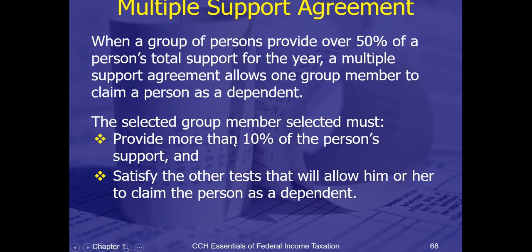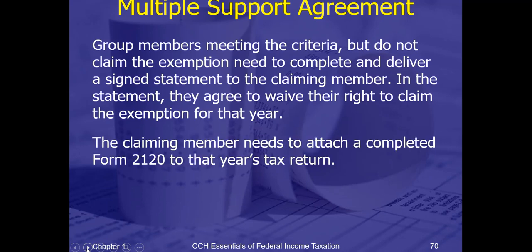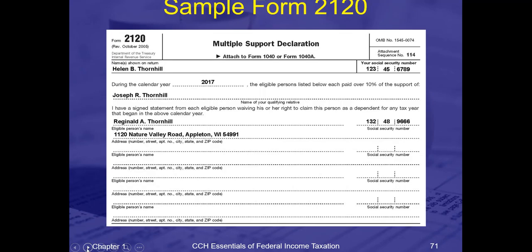The only thing is, the person who gets that exemption must have paid at least 10%. So if they all did 25%, then any one of the 4 could do so. But let's say there were three of them that put in 33% each, and then the 4th one didn't put anything in, but went to visit her more often or something like that. They would not be able to claim her as an exemption. It would have to be one of the other 3. Okay, and the form is 2120, and you'll see an example here of how it's to be filled out.